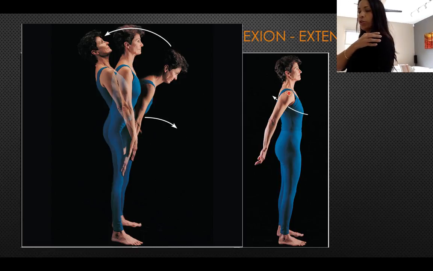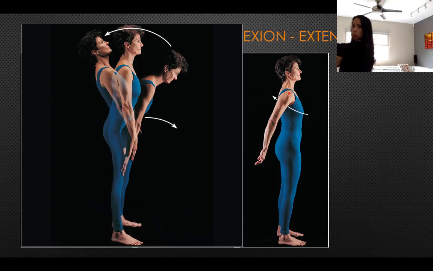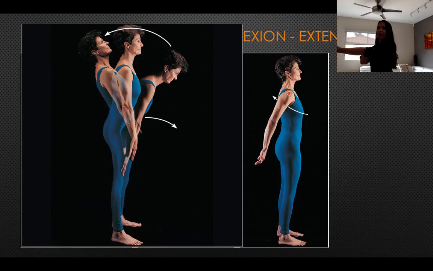Okay, shoulder. I am decreasing the angle between the arm and my trunk. So this is flexion. Bring it back to anatomical position. This is extension of the arm at the shoulder. And this is hyperextension of the arm at the shoulder.